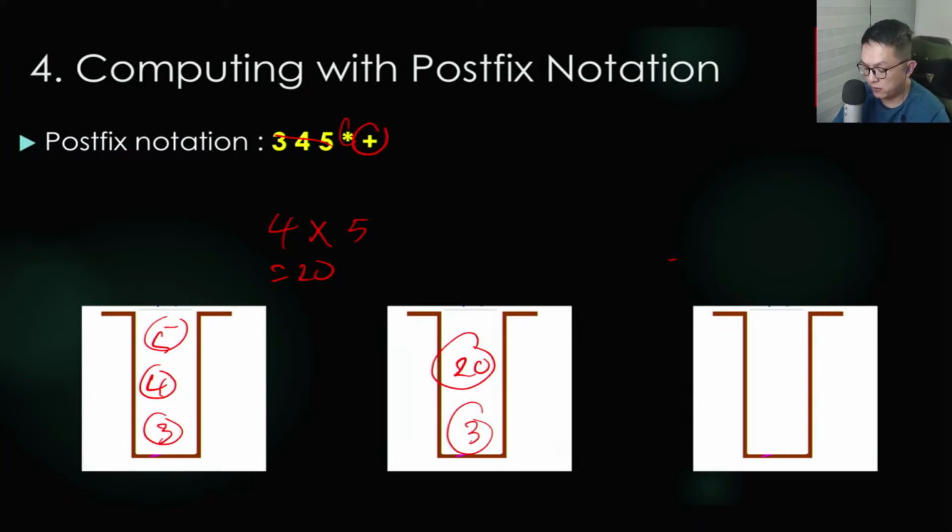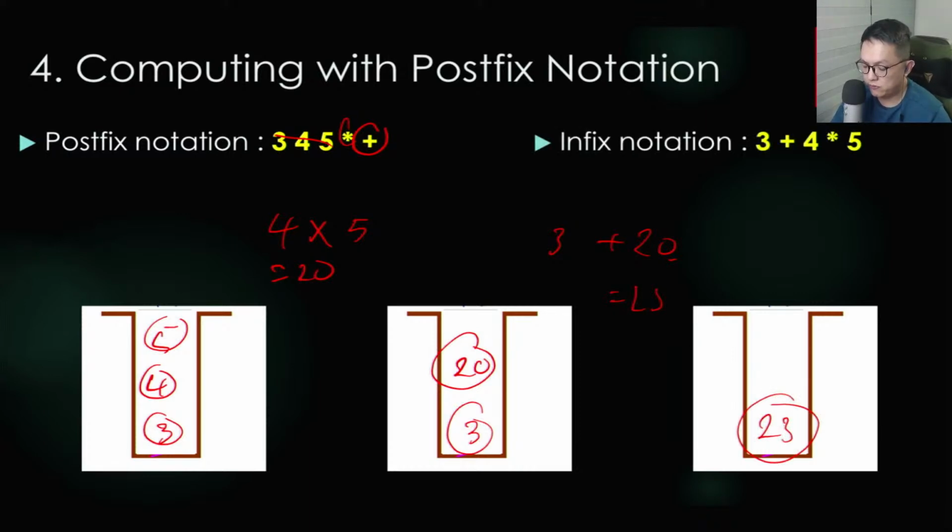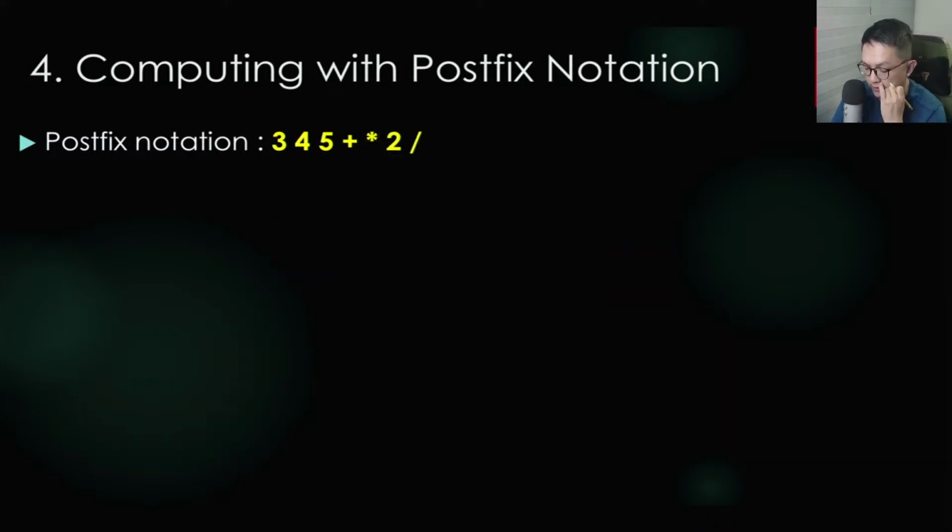Next operator now is a plus. So it means I would pop out 20 to form the second operand, and then I pop out 3 to be the first operand. So I get a total of 23. Then I'm going to push 23 into the stack. Just a quick check of the answer: 3 plus 4 times 5, we do the times first, so that's 4 times 5, which is 20, plus 3, 23. Then we move on to something a little bit more complex: 3, 4, 5 plus times 2 slash.